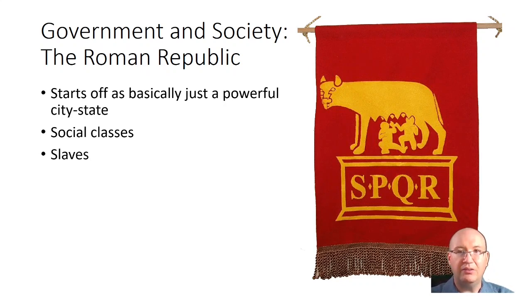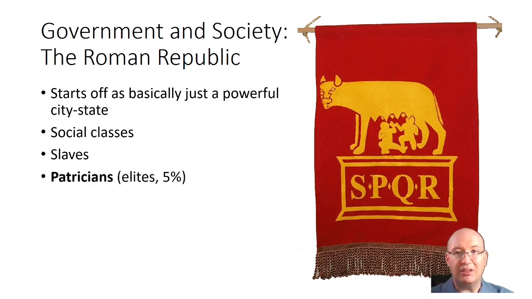First, there were slaves. Now, we'll talk more about slavery later on in Rome. The institution of slavery and the presence of slaves is very important. In this time period, there's not that many. That will increase with the conquest. So we're not going to talk too much about them now, but they do become a political issue later on.